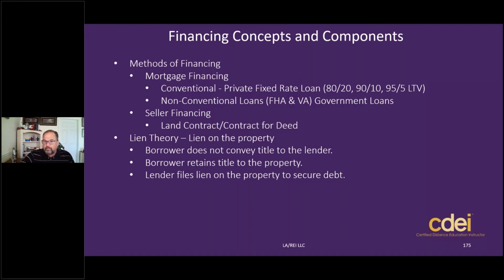Remember, the property owner is the buyer, and the lender files a lien in land records on the property. That term hypothecation basically says that the borrower is allowing the lender to put a lien on the property without the borrower surrendering the legal title of the property. So basically the lender files a lien on the property to secure the debt.